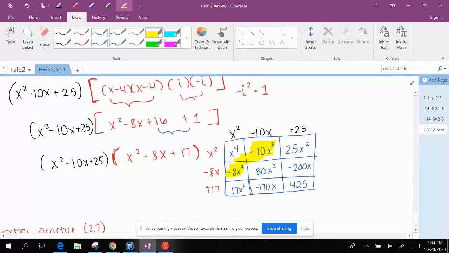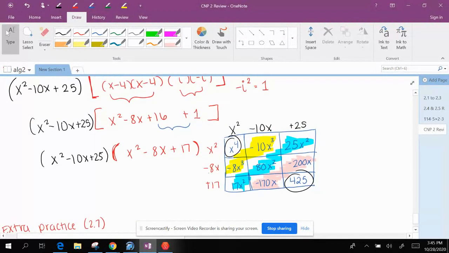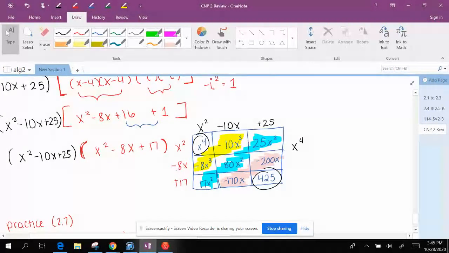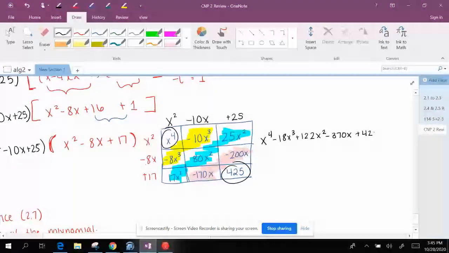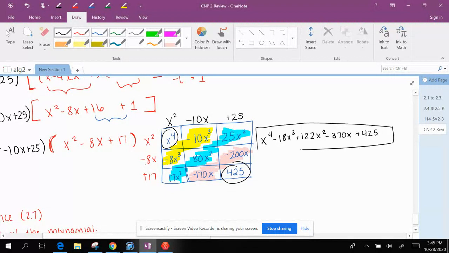Now to combine my like terms, we add the diagonals. So everything diagonal will have like terms, which makes it very easy to add them together. These two do not have like terms, so they are in my final answer. x to the fourth. My yellows, I get negative 18x cubed. My blues, if I add them all up, I get 122x squared. My pinks, I get negative 370x. My last, 425. So here's my polynomial function.